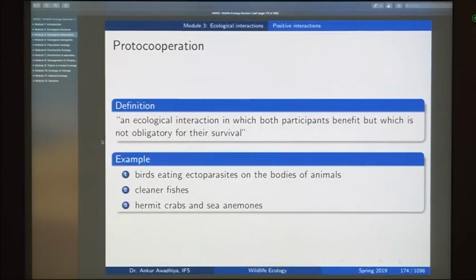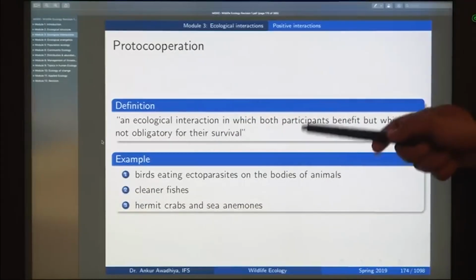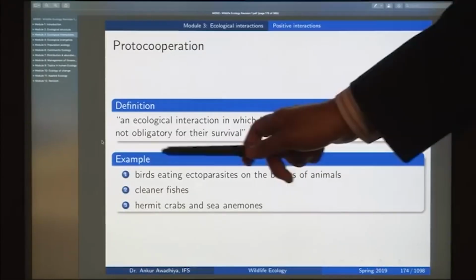Now, the next one is proto-cooperation. Proto-cooperation is an ecological interaction in which both the participants benefit, but which is not obligatory for their survival. When we say not obligatory for their survival, it means that even though both these organisms are getting a benefit, they can remain away from each other. It is not essential for their survival.